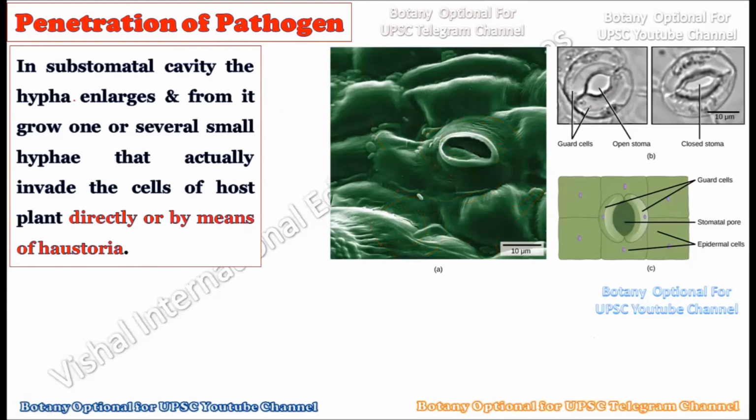All right, now in a substomatal cavity, the hypha enlarges. Okay, once it is inside the substomatal cavity, the hypha will enlarge and it will grow into several small hyphae. That is, the whole structure of the hyphae, or the vegetative parts of the fungus, is created through this process, that actually invades the cells of the host plant directly or by means of the haustoria. So later infection and the various parts of the fungi like the haustoria are created once the fungi is present in the substomatal cavity. Then afterwards it becomes easy for the pathogen to invade the plants internally, right?